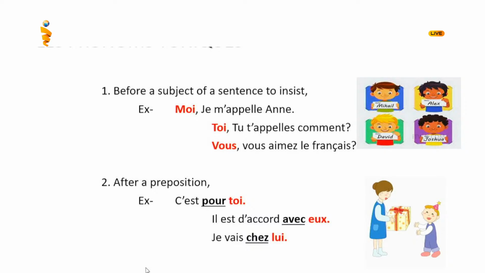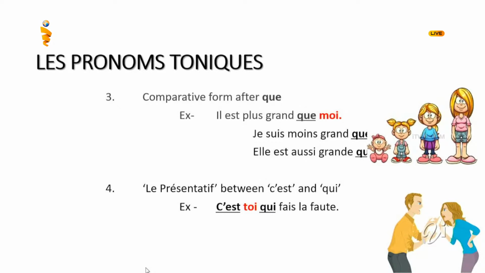Now, I'm going to tell you another usage of pronoun tonic. Look at number 3. You all can remember the comparative form of adjectives. We use comparative form of adjectives to compare people or things. If you want to say, he is taller than me, after the word than, that means in French, que. So in comparative form, after the word que, if you want to say than me, than you, than him, you have to use pronoun tonic.